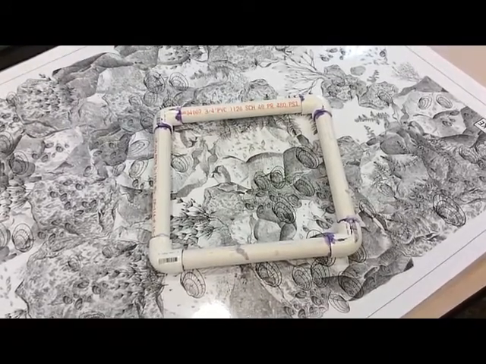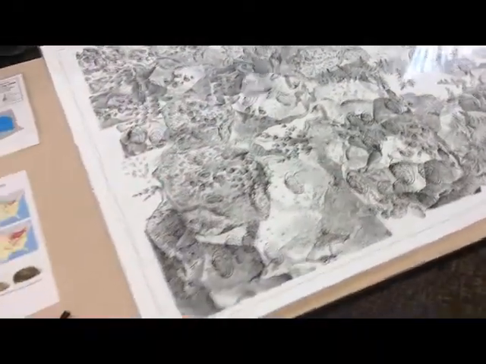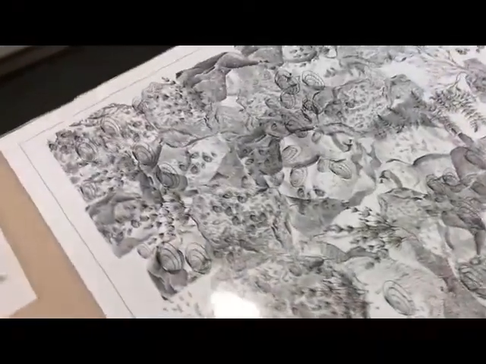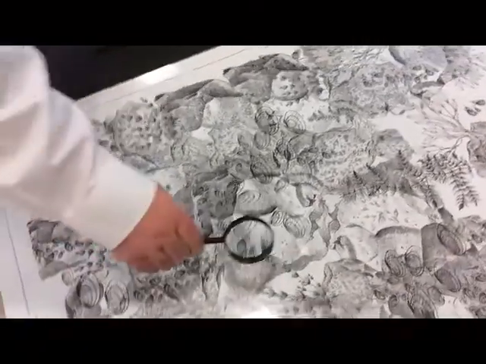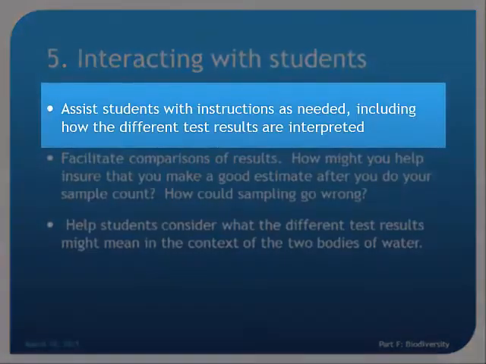Ask the students to look at the lake bottom image without the quadrat to assess presence or absence of the invasive mussels. They may want to use the hand lenses. This is the most often overlooked aspect of the activity when students become engaged with materials. Remind students often, scientists record their observations so that they can be shared and communicated, and ultimately used by others.